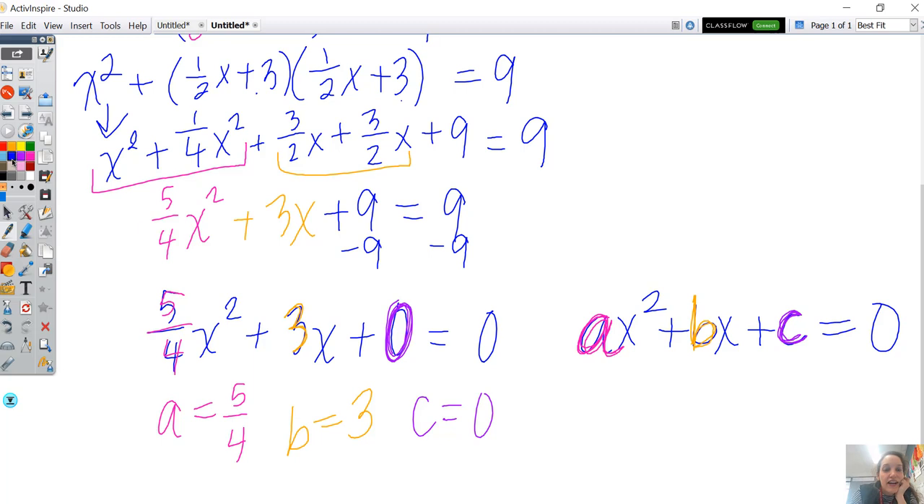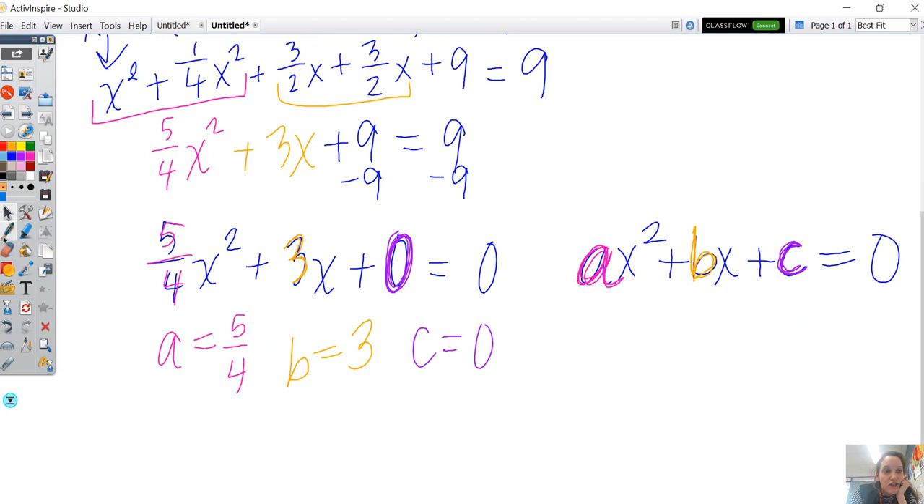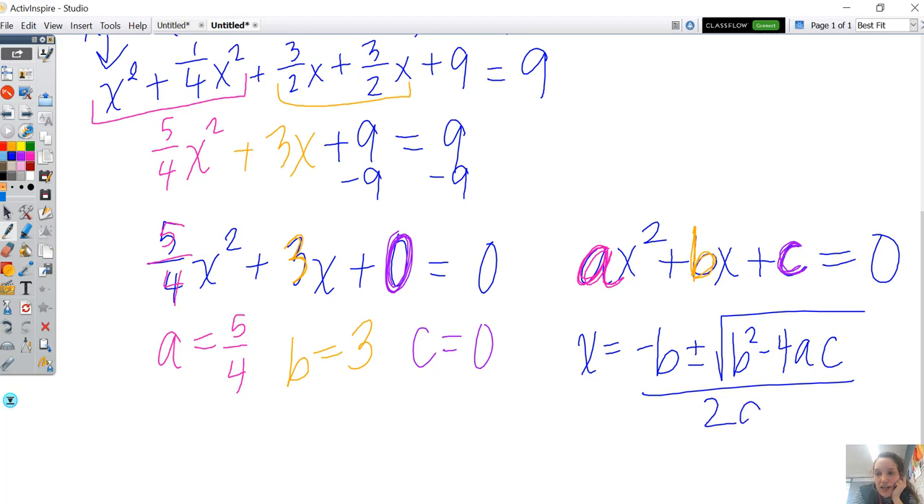So once you've identified a, b, and c, you are going to plug them into the quadratic formula, which is x is equal to negative b plus or minus the square root of b squared minus 4ac, all over 2a. So you're going to have two answers. One where you do plus the square root, and one where you do minus the square root. We're going to plug a into the formula here and here, plug b into the formula here and here, and plug c into the formula here.